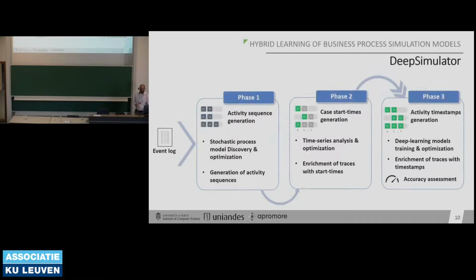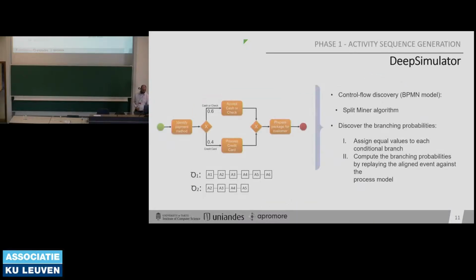So having this in mind, we propose Deep Simulator. Deep Simulator is basically the tool that is supporting the method, the hybrid discovery of simulation models, and it is composed of 3 phases. In the first one, we are generating sequences. In the second one, we are enriching these sequences with start times, and in the third one, we are predicting times.